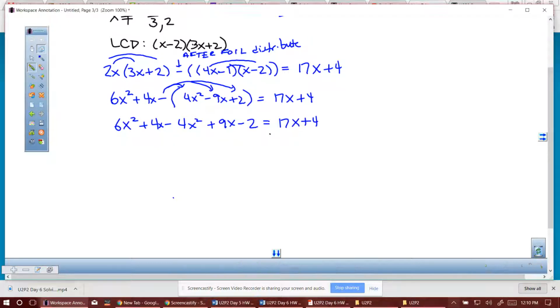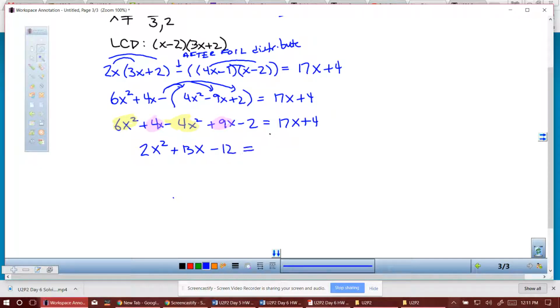Before I worry about the 17x plus 4, I'm more concerned that I have like terms that need to be put together on this side. Let me put those like terms together, and then I'll worry about making it equal 0. The x squareds give me 2x squared. The 9 and the 4 give me 13x. And I have minus 2 equals 17x plus 4. Now I will bring those terms over. I'll subtract 17x, and I'll subtract 4. Now I'm looking at the polynomial 2x squared minus 4x minus 6 equals 0. I said plus 6, but clearly that's a minus 6.